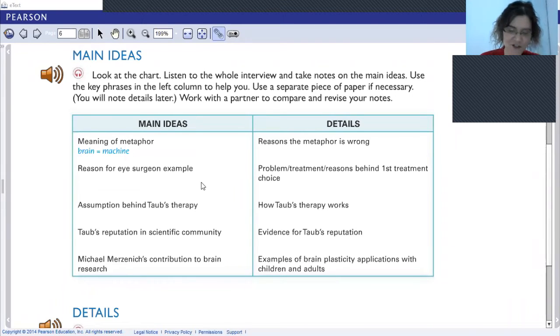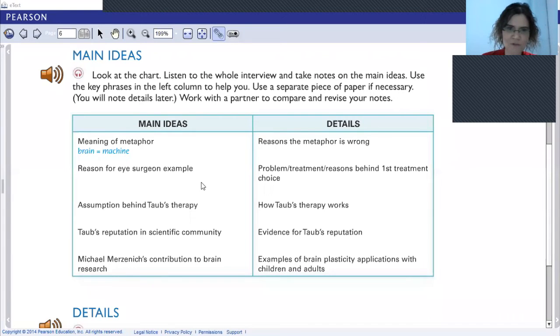The reason for the eye surgeon example could have been what the person mentioned: to demonstrate brain plasticity, or that the brain can grow and reorganize even after it has been affected by an injury, such as a stroke. That's what they mentioned. Check your answers. I'll give you some input, check what you wrote down.